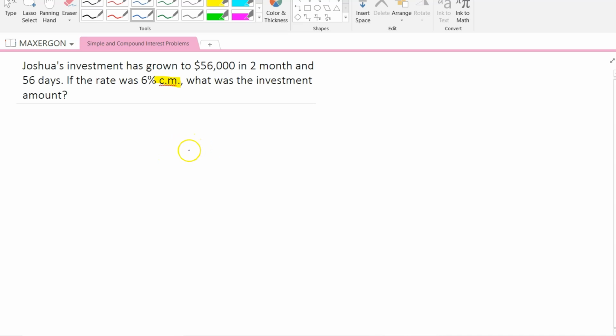In this video, we will solve 10 problems involving simple and compound interest. In the first problem, we are asked, Joshua's investment has grown to 56,000 in 2 months and 56 days. If the rate was 6% compounded monthly, what was the investment amount? So in this problem, we have the rate which is compounded monthly, and we don't know the investment amount.